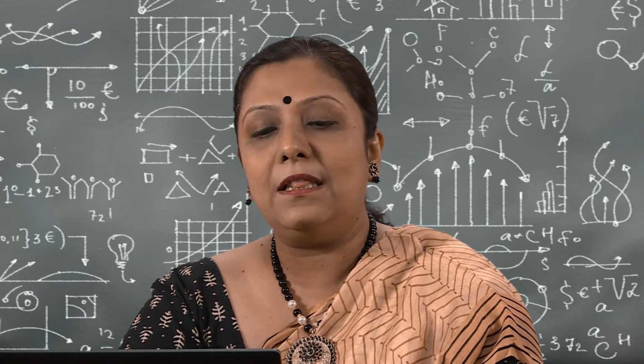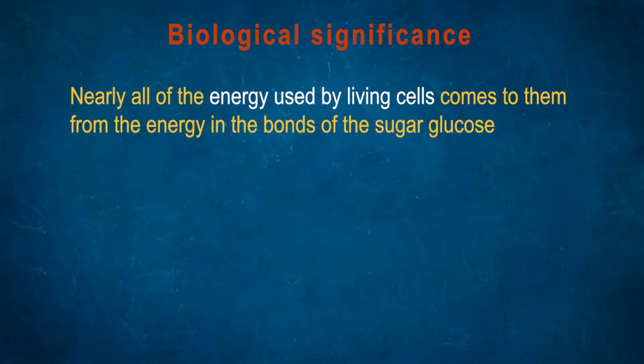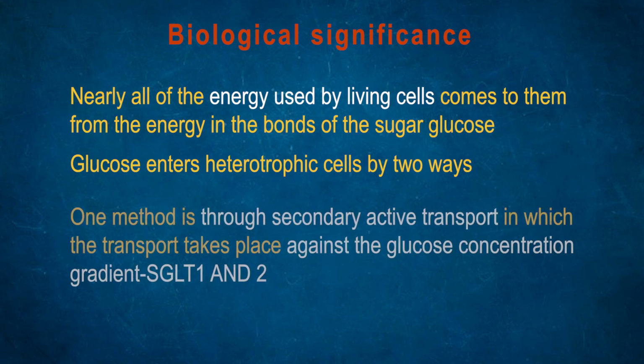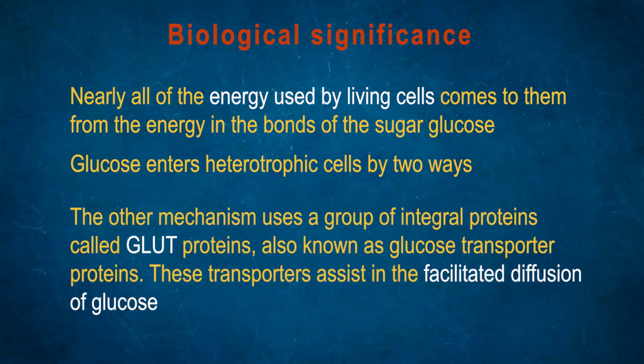So nearly all of the energy used in the living cell is actually derived from this glycolytic pathway. Glucose enters the heterotrophic cells in 2 ways. One, through secondary active transport, where glucose is moving against the gradient, and here SGLT1 or 2, the sodium glucose transporter or symporter, is used. Otherwise, glucose can enter via facilitated diffusion with the uniporter GLUT1 or other isoforms.